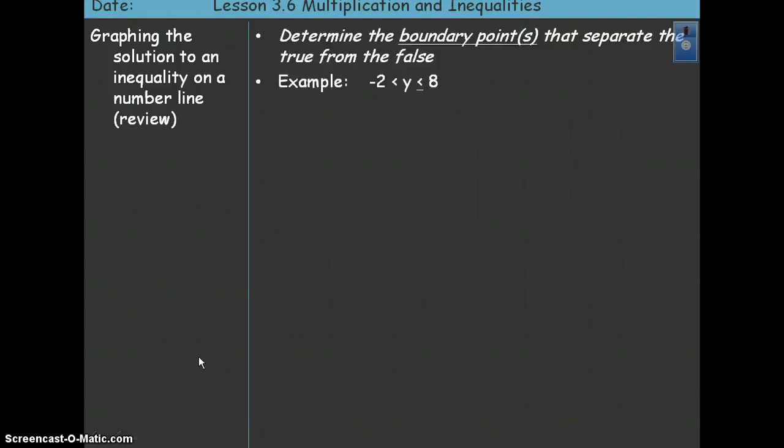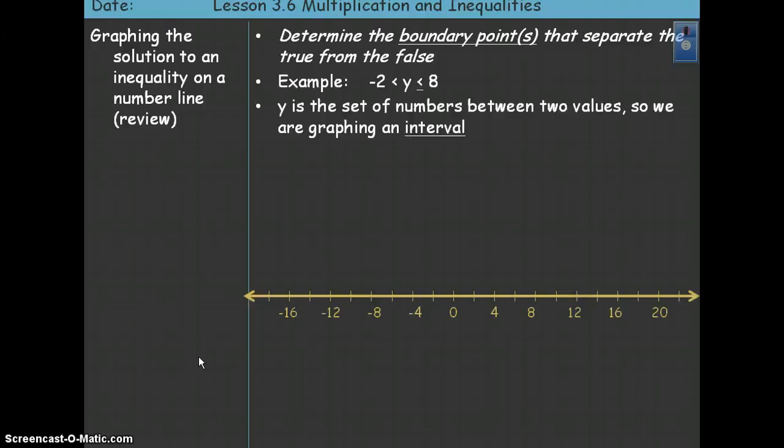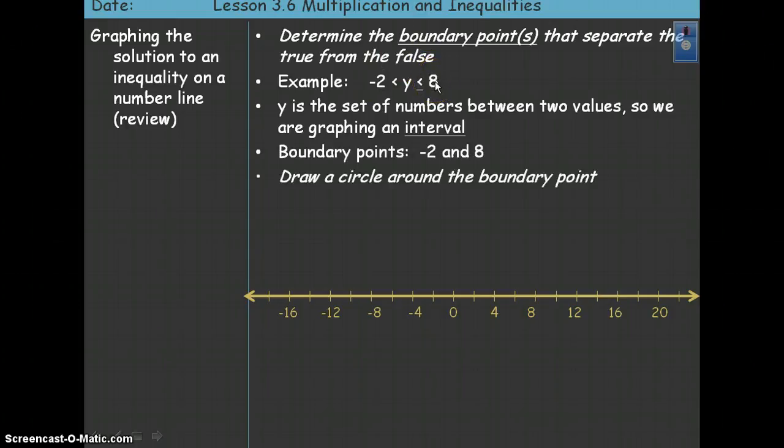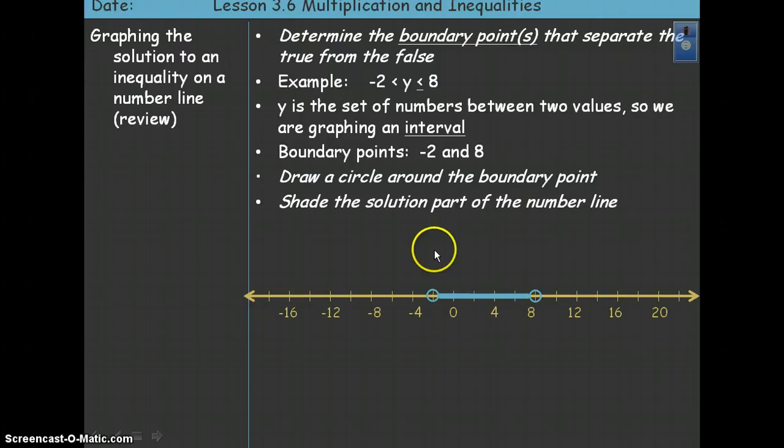This time we would be graphing an interval. An interval because y is the set of numbers that is between, y here is between the negative 2 and the 8. This time we have two boundary points. We will draw a circle around both of those boundary points here at negative 2 and 8. We'll shade the solution part of the number line happening here between negative 2 and 8. Shade the circle if it is a valid solution. This time we did shade in the 8.